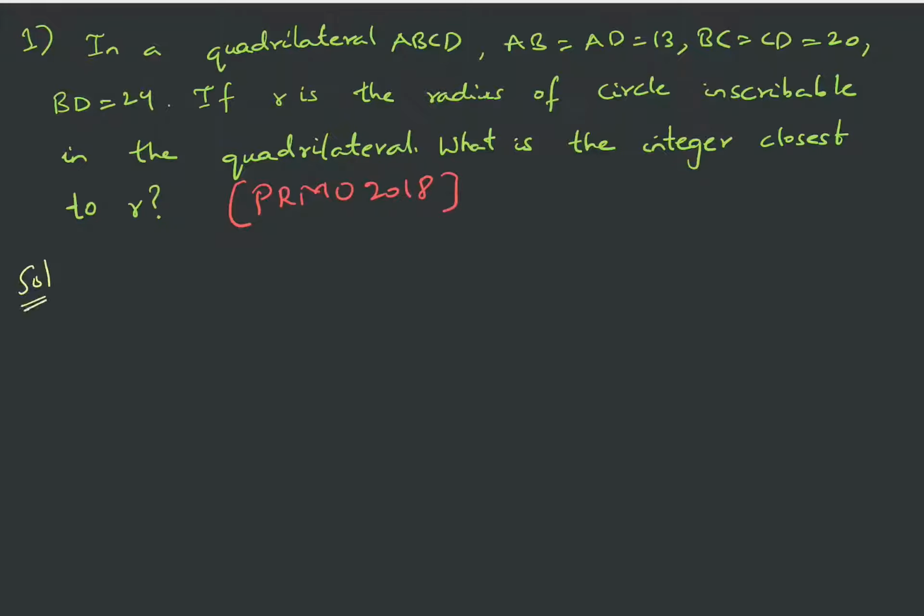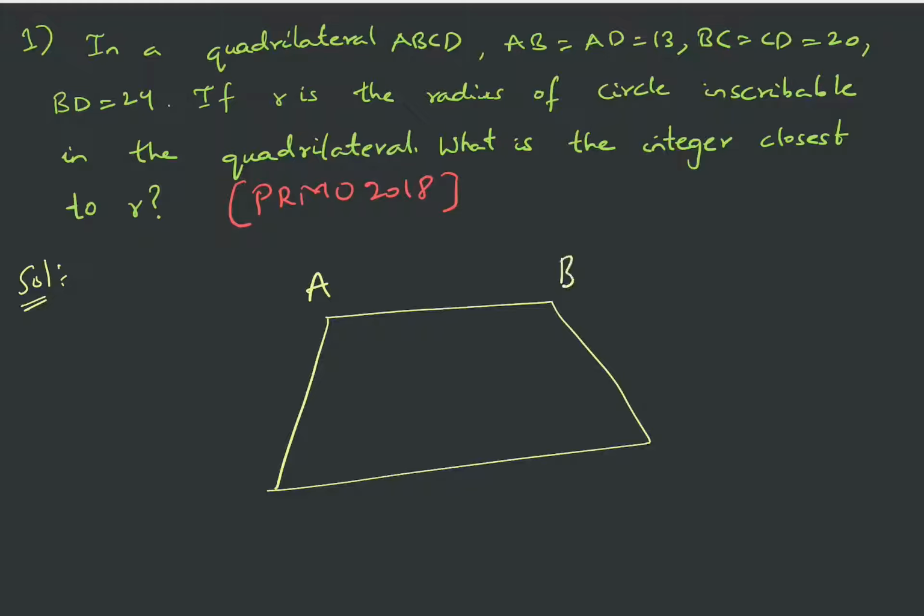Fine, so let us discuss how to solve this problem. I hope that you have already tried this problem sufficiently. So there is a quadrilateral ABCD given. Let us say this is the quadrilateral ABCD. AB is equal to AD is equal to 13 and BC is equal to CD is equal to 20. And there is a circle which is inscribable in the quadrilateral.